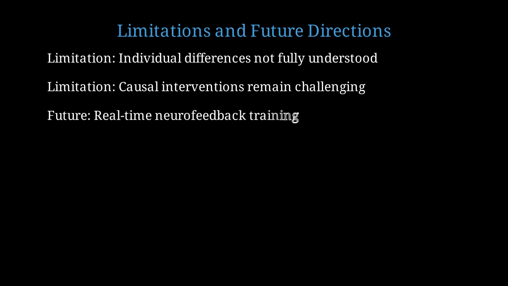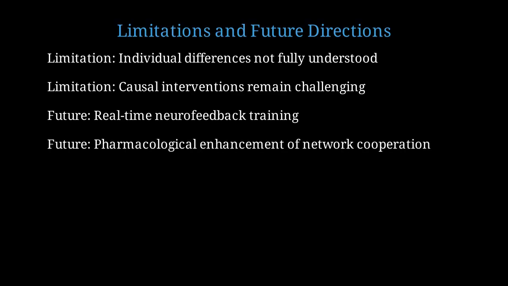Future research will explore real-time neurofeedback training, where people learn to voluntarily shift network configurations to enhance creativity. Another frontier is pharmacological enhancement, developing compounds that specifically improve network cooperation rather than just boosting one system. A fascinating possibility is AI-assisted brain state optimization, where algorithms analyze your neural patterns and suggest personalized strategies to enhance your creative cognition. Let me summarize the key principles we've covered about the neural architecture of inventive thinking.